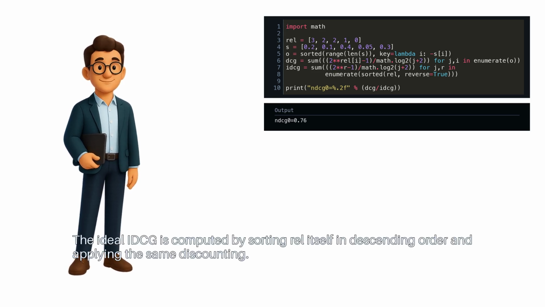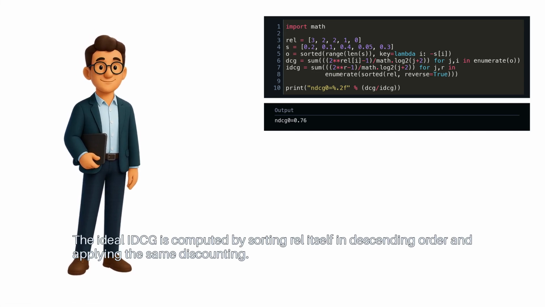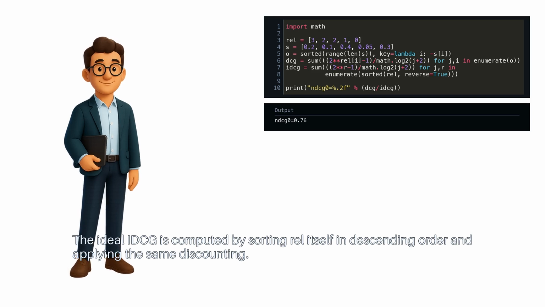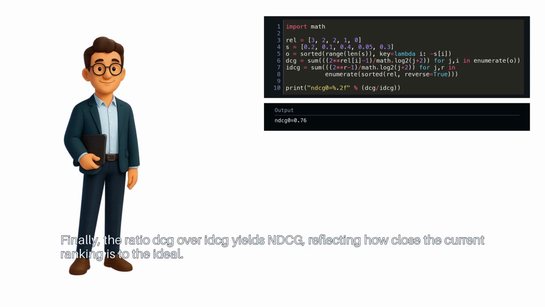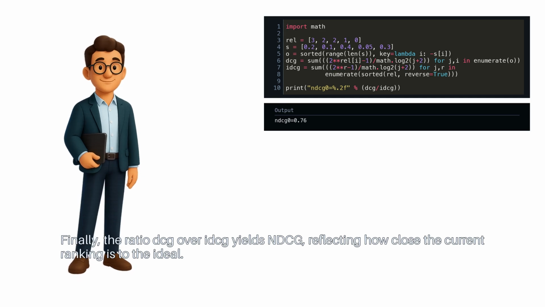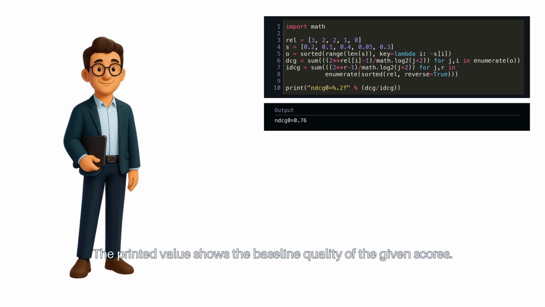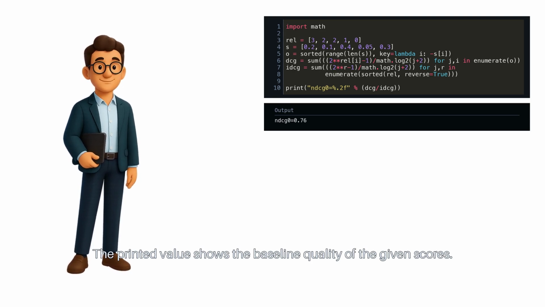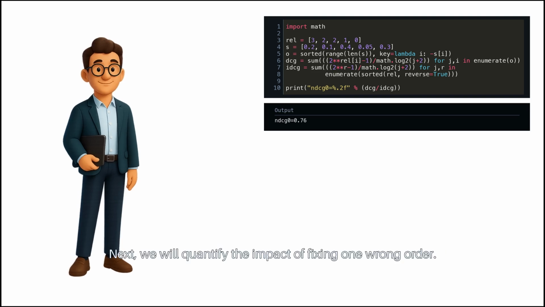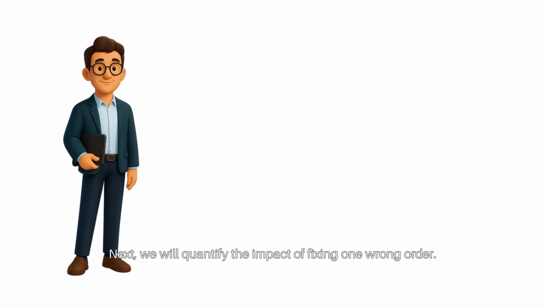The ideal IDCG is computed by sorting rel itself in descending order and applying the same discounting. Finally, the ratio DCG over IDCG yields NDCG, reflecting how close the current ranking is to the ideal. The printed value shows the baseline quality of the given scores. Next, we will quantify the impact of fixing one wrong order.